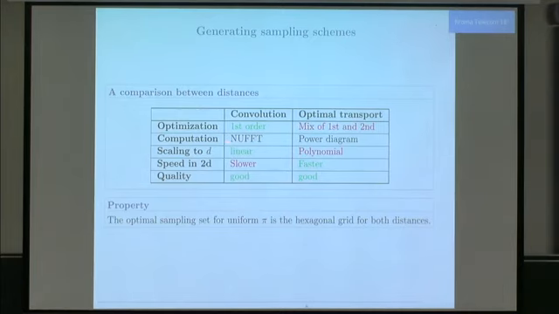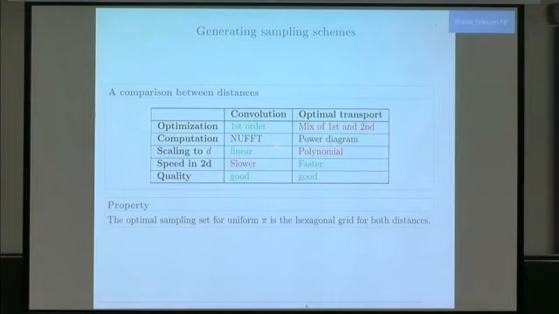It's better for convolutions because it's just a first order method. Then from a computational point of view, the convolution is based on computational harmonic analysis tools like the NUFFT, while here it's more computational geometry, the power diagrams. The scaling to the dimension is much better for the convolutions because it's just linear, while here it's polynomial. So it's basically only working in dimension 2 and you have a large number of particles.